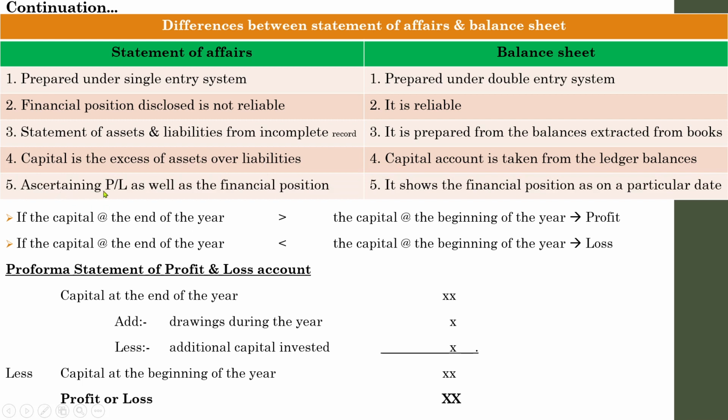And finally, ascertaining profit and loss as well as the financial position. Here the statement of affairs, we have mentioned that in single entry system, in order to identify the profit and loss of a business, you need to first of all prepare statement of affairs. After that, the statement of profit and loss account. So why are we preparing statement of affairs? It is prepared to ascertain the profit or loss as well as the financial position. We cannot rely on the financial position represented by the statement of affairs being correct. We cannot rely on that, but it is prepared for the purpose of finding profit and loss.